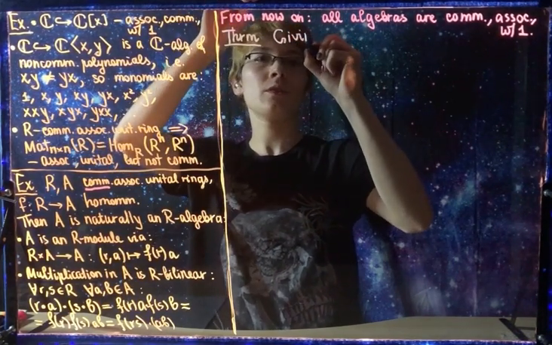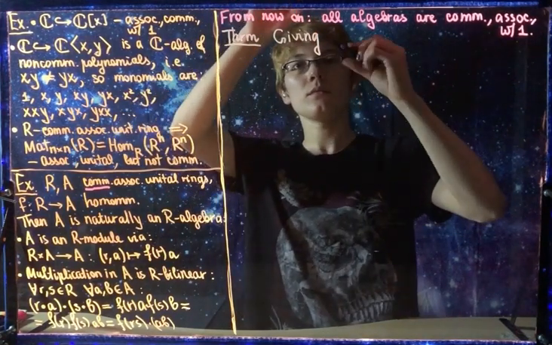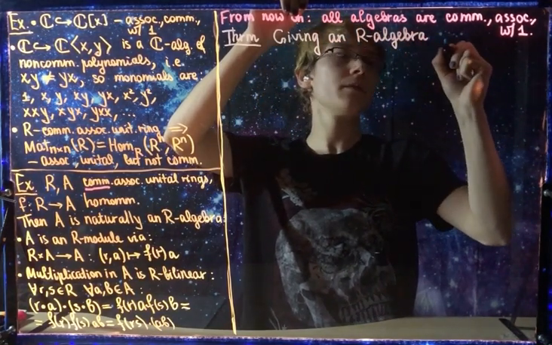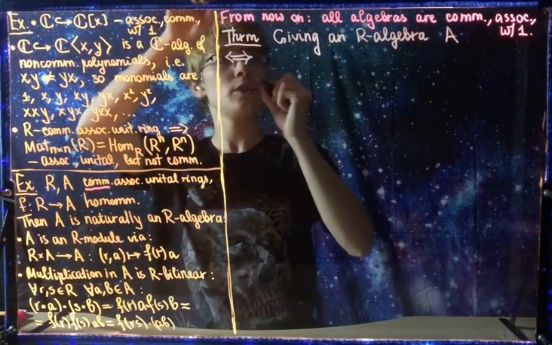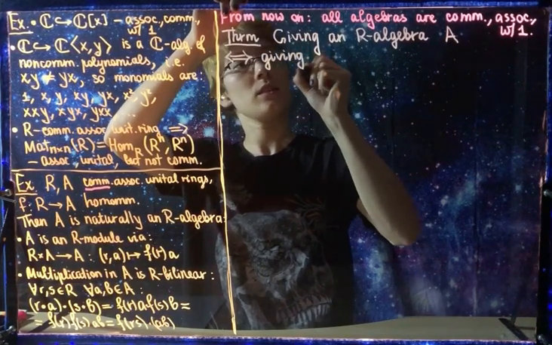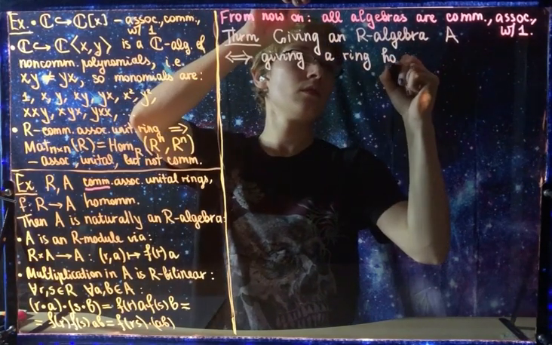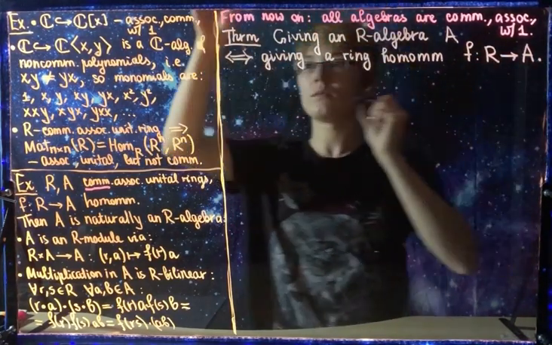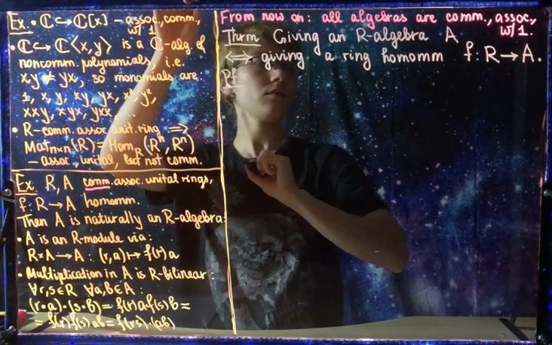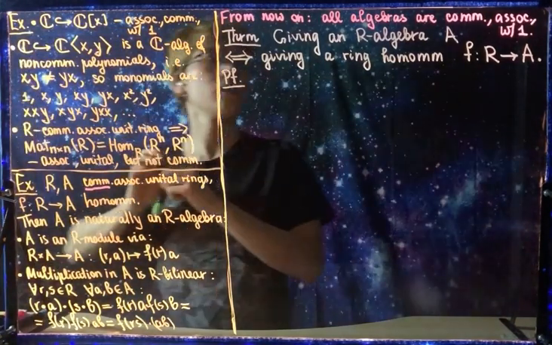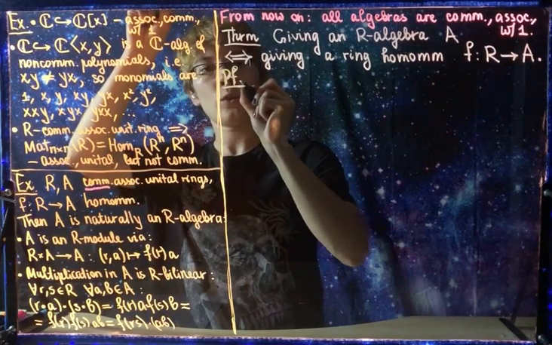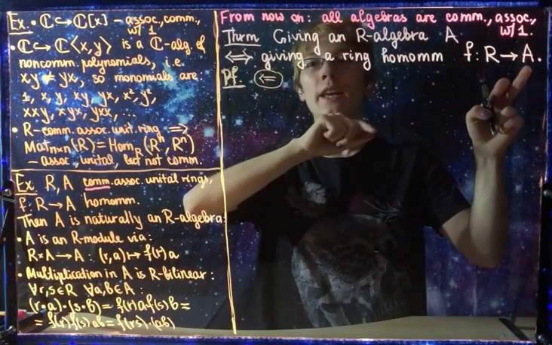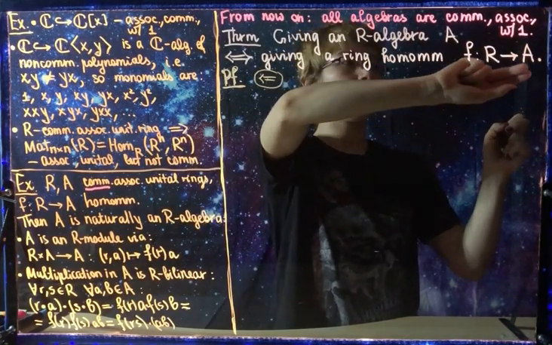So I formulate the theorem as follows. Giving an R algebra A is equivalent to giving a ring homomorphism F from R to A. For the proof, we essentially did the backwards direction. If we have a ring homomorphism from R to A, then we can define a natural R algebra structure on A.